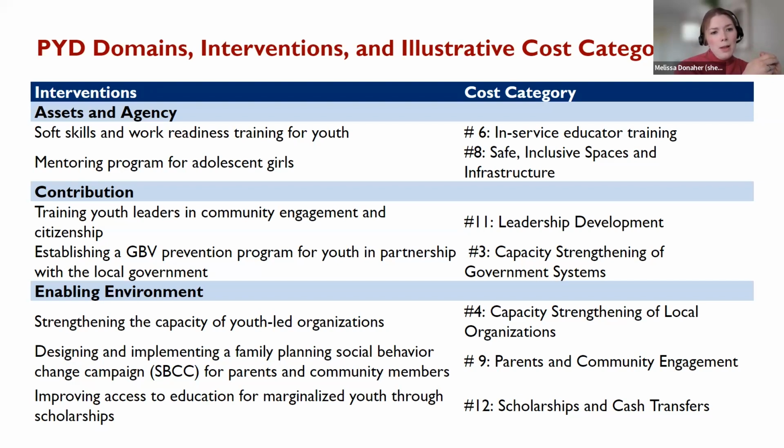So for example, a program under assets and intervention, which is providing soft skills and work readiness training to youth. The trainers who deliver the training to youth would first need to receive their own training, right? And so that cost associated with that training would fit under our cost category 6, which is in-service educator training.